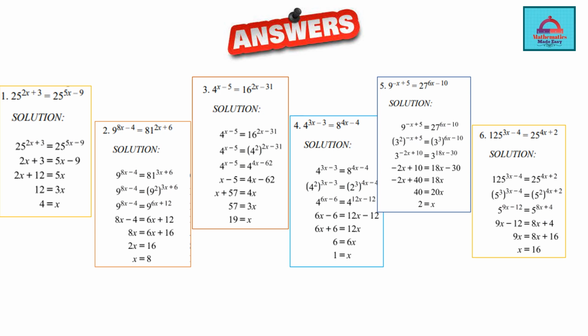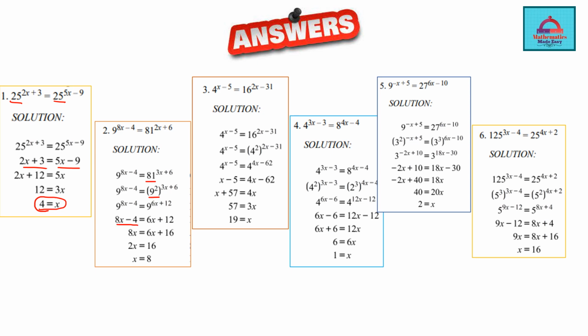Okay, so here since the base is the same, 25 and 25, just equate the powers using the power property of equality. So 2x + 3 is equal to 5x - 9. Move 2x to the other side, solve for x. So x comes out to be 4. Similarly, in this one you write 81 as 9 squared and then use the multiplication rule of powers. So multiplying 2 with 3 gives you 6x, 2 with 6 gives you 12x.